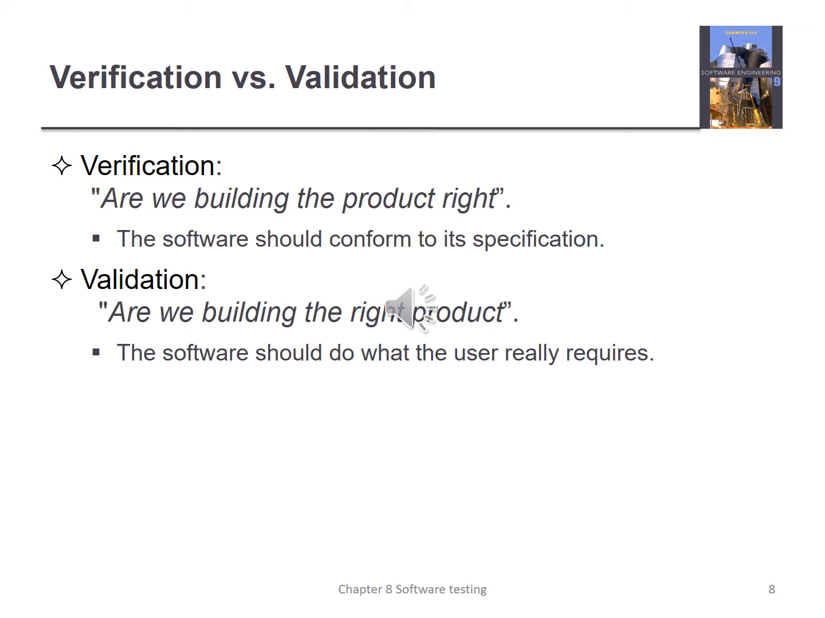But when I call the customer and show him the result, he disagrees. He says, no, that's not really what I want. So it is verified, but it is not valid. Verification: are we building the product right? The software should conform to its specification. We test the program against the specification. But validation: are we building the right product? We are building the product right according to the specification, but it is not really the right product, not what the customer wants.